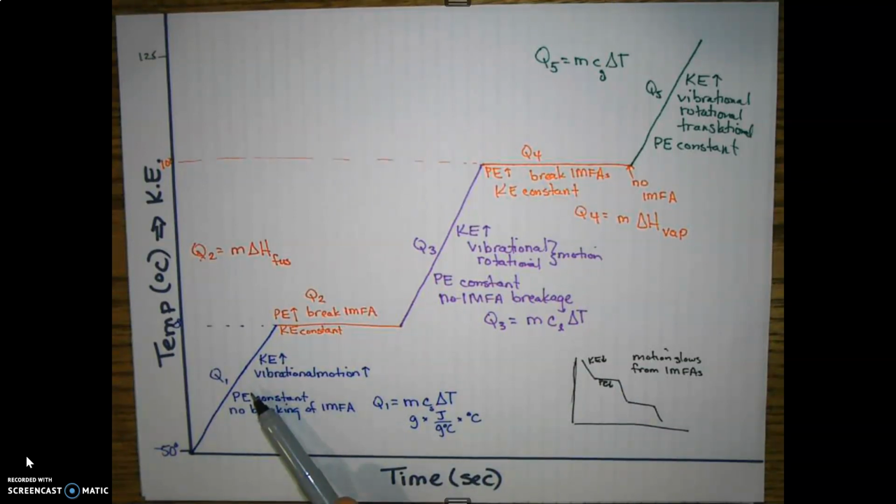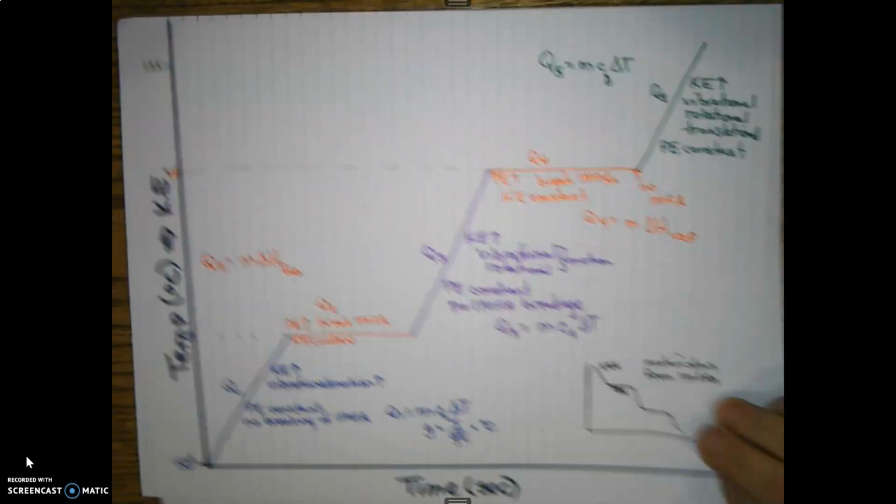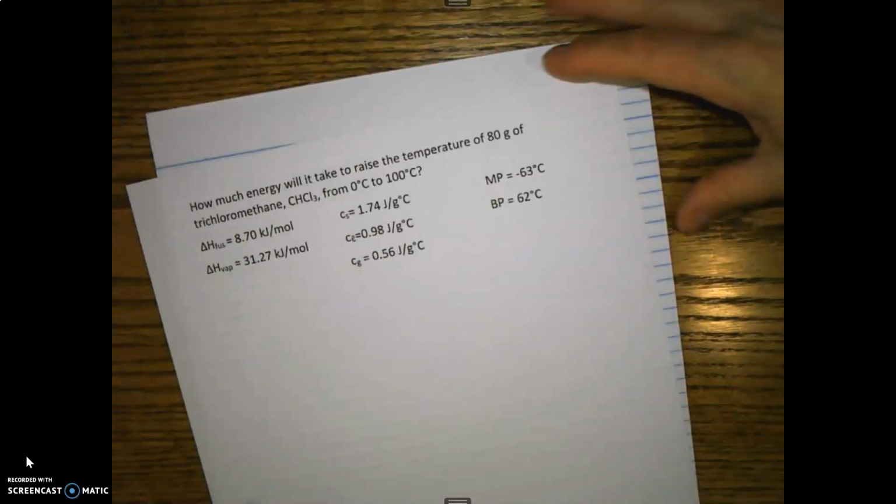We are breaking bonds in a heating curve. We're forming bonds in a cooling curve. We're increasing motion in a heating curve. We're decreasing motion in a cooling curve. So everything's the same but opposite. All right, so with that being said, let's take a look at a problem so that you know how to handle doing one of these.